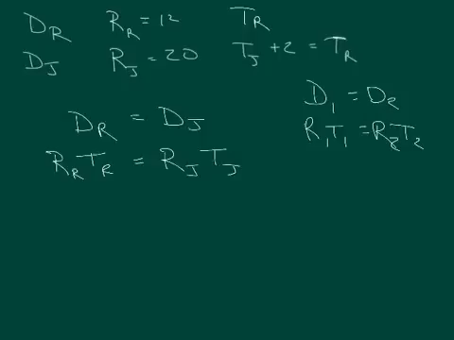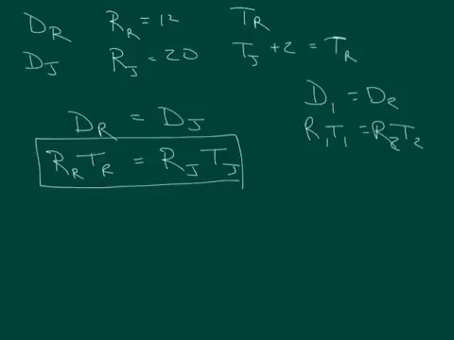So I've got this bit of information that's very important for me to have here. Let's start filling in the blanks. The rate of Roger is 12. TR, what does TR equal? TR equals TJ plus 2. I'm going to put that in there. Time of Judy plus 2 equals the rate of Judy. Rate of Judy is 20.